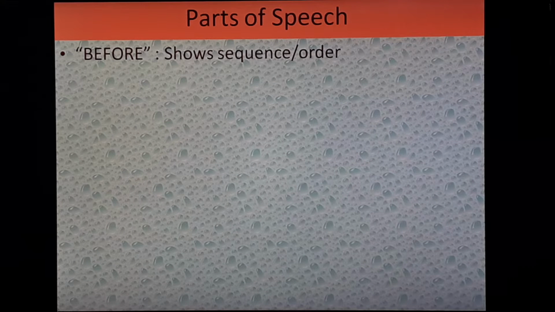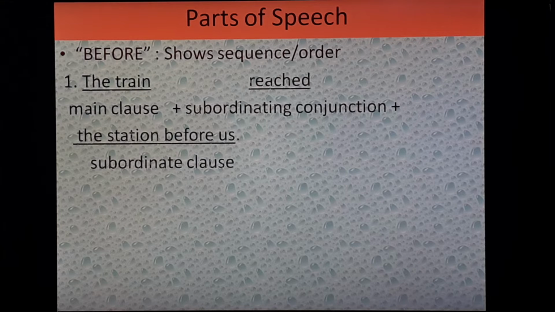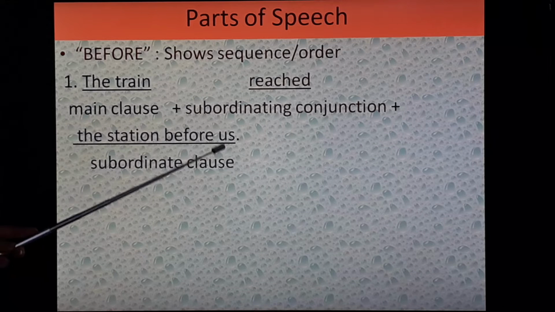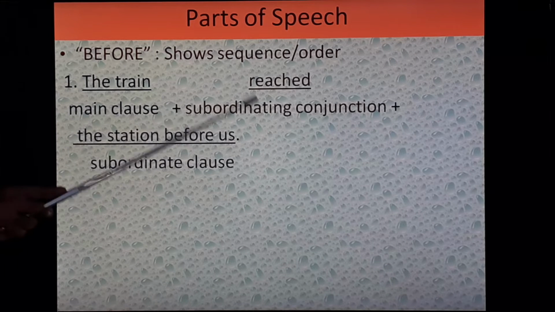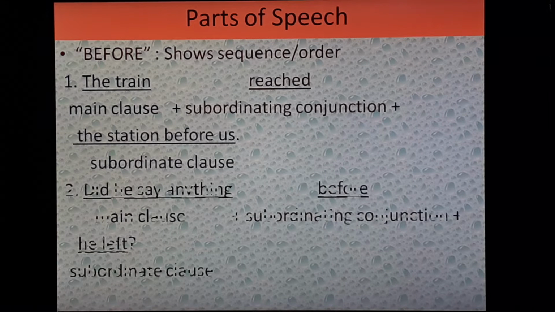Okay, let's see with examples. Before shows sequence or order. First, the train reached the station before us. So here the train reached is the main clause. Here before is the subordinating conjunction, and us is the subordinate clause.